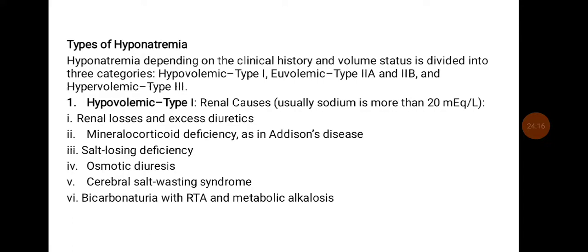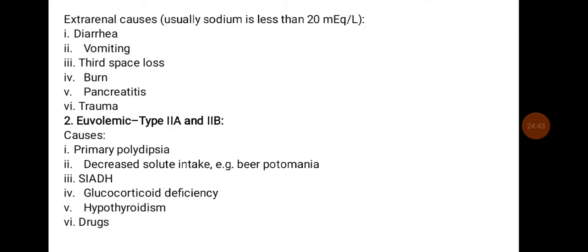Causes for hypovolemic type 1: the renal causes are renal loss and excess of diuretics, mineralocorticoid deficiency as it occurs in Addison's disease, salt losing deficiency, osmotic diuresis, cerebral salt wasting syndrome, and bicarbonaturia with renal tubular acidosis and metabolic alkalosis. And extrarenal causes, where the urinary sodium is less than 20 milliequivalents per liter, are diarrhea, vomiting, third space loss, burns, pancreatitis, and trauma.